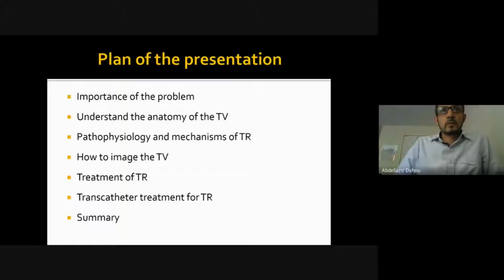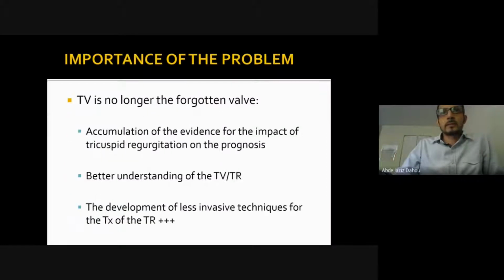Next, we'll talk about the pathophysiology and the mechanisms of tricuspid regurgitation, how to image the tricuspid valve, and we'll see the treatment of the tricuspid regurgitation. I will focus on the transcatheter treatment for TR with some examples and the results of recent clinical trials. And we'll conclude after that.